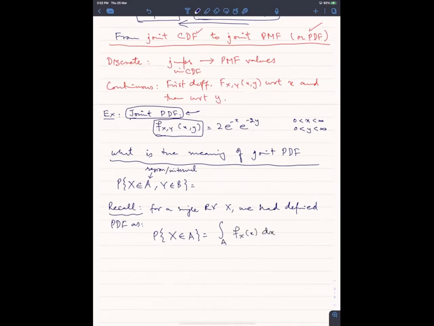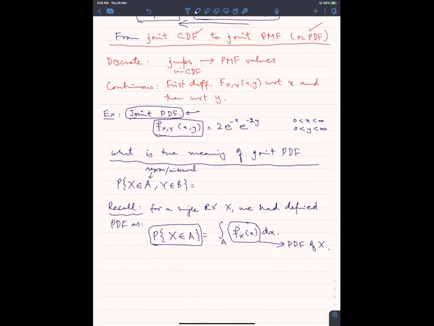some function और ये जो फंक्शन था इसको हमने कहा था कि अगर एक ऐसा फंक्शन एग्जिस्ट करता है कि probability that x belongs to this interval a is equal to the integral over that interval a of some function. If there exists a function, I call this function the PDF of x. This was the definition of probability density function.